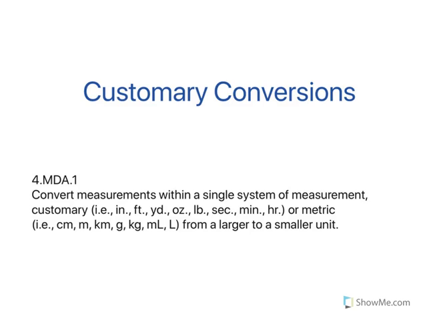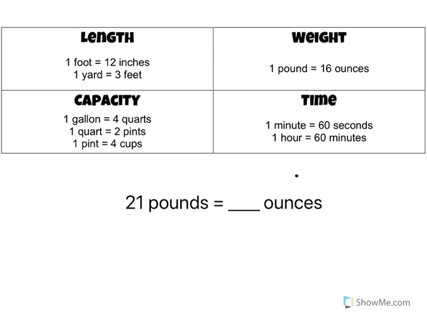We are going to be looking at customary conversions, and our goal is to be able to convert measurements within a single system of measurement, customary, which includes inches, feet, yards, ounces, pounds, seconds, minutes, and hours. So we are going to look at all of these except for time today. So here at the top we have our basic equivalencies.